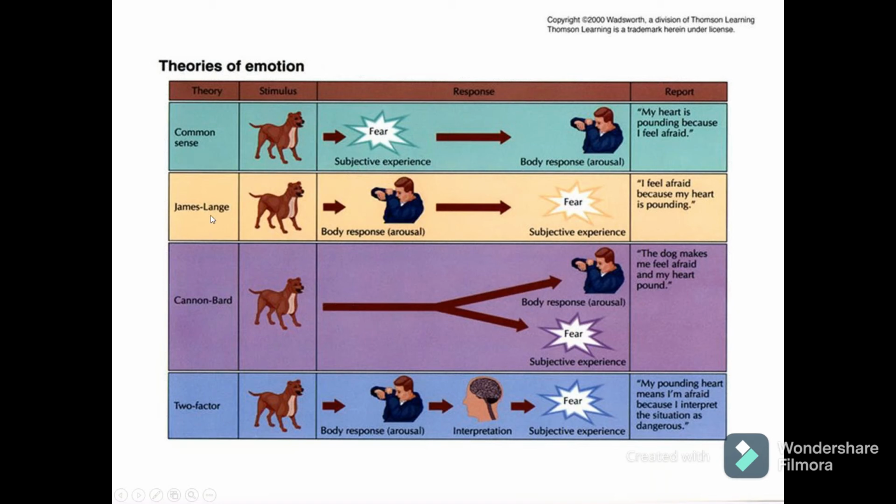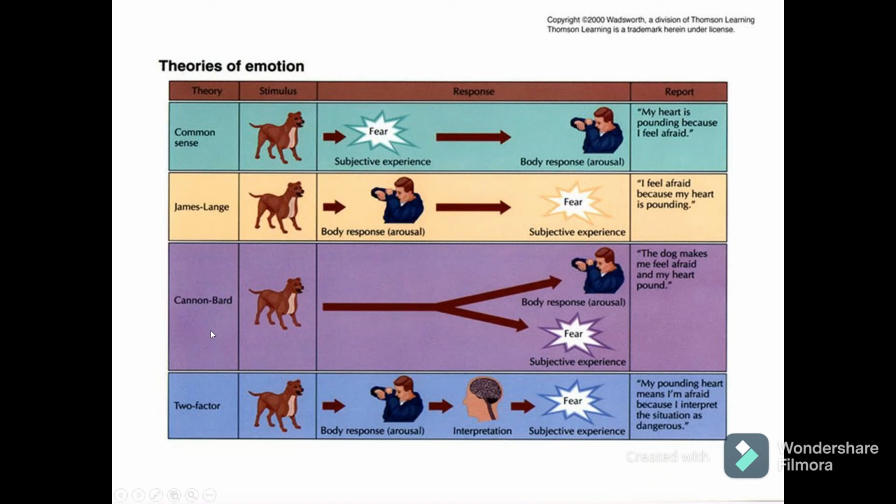The next theory is the James-Lange theory. Now the same dog is coming towards you to bite your body part. So here the response is the body response. It is the arousal. And because of this arousal, there is fear. And this fear is a subjective experience. So now you report that I feel afraid because my heart is pounding. So here the body response occurs first.